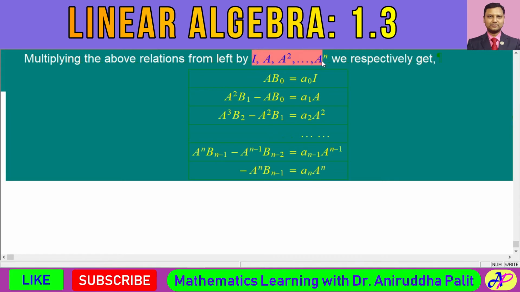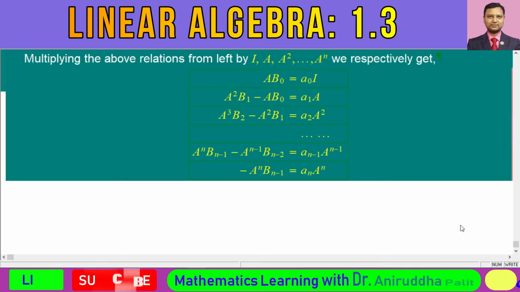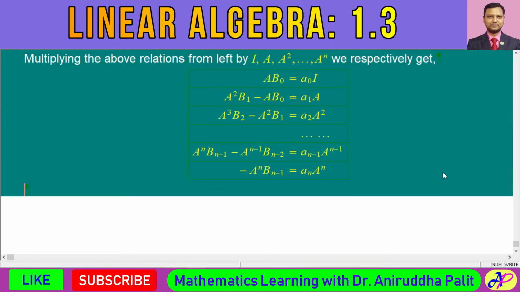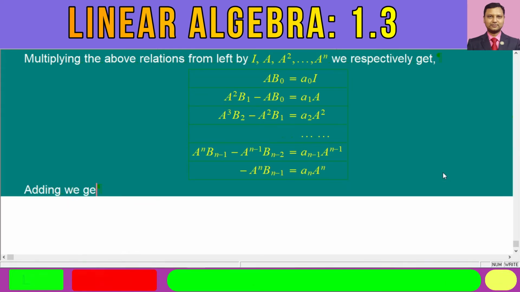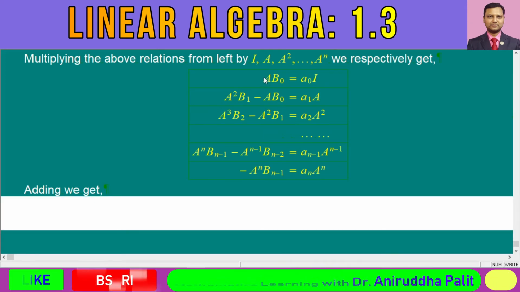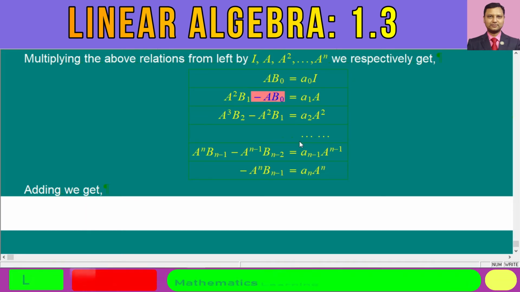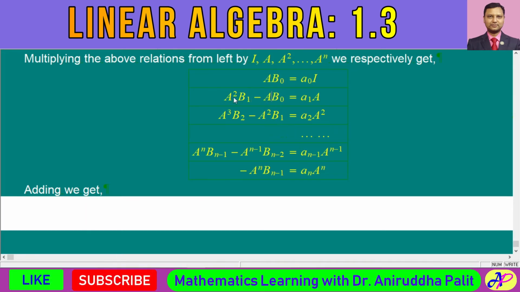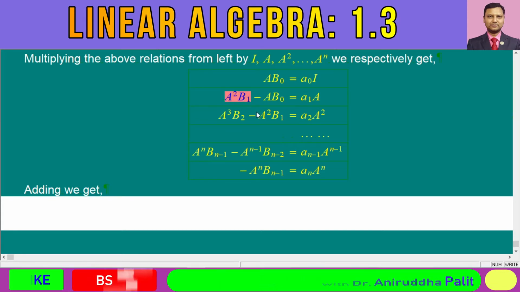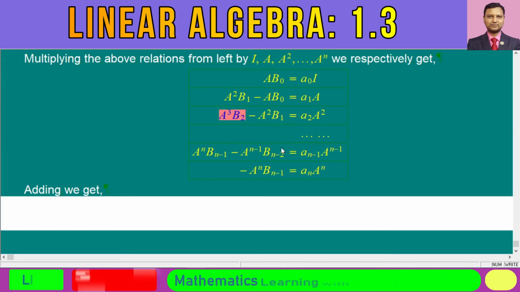I, A square, etc. Now let's add all these results. Okay, adding, what do we get? If we add all these results, you see this A B0 will cancel with this minus A B0. Again, you see this A square B1 will cancel with this minus A square B1, and so on. This term will be cancelled with the next immediate term.